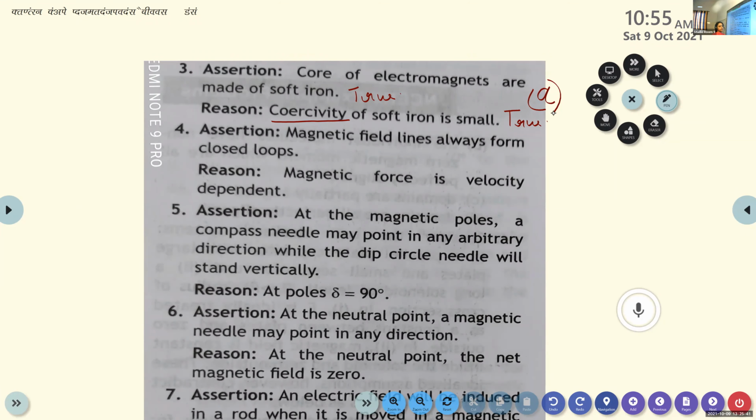But we already discussed this, I think in the chapter electromagnetic induction or alternating current, the transformers, hysteresis loss, energy loss due to hysteresis.